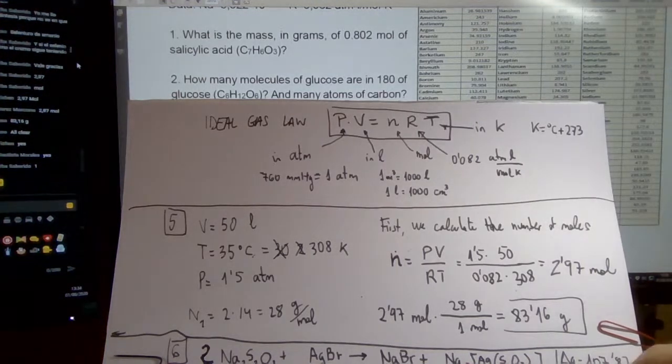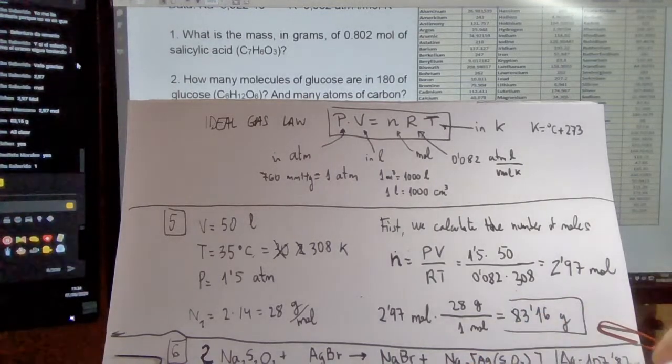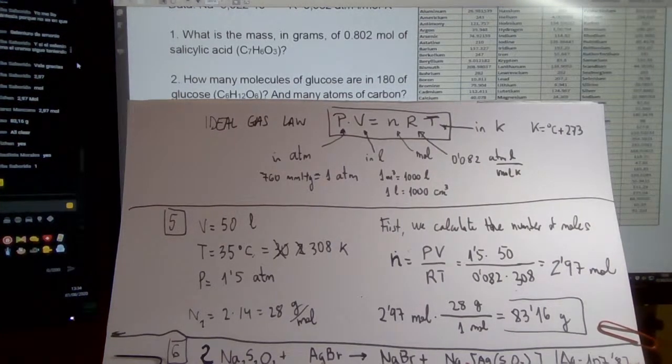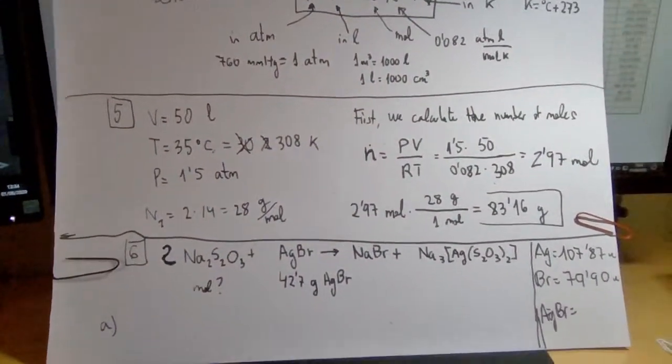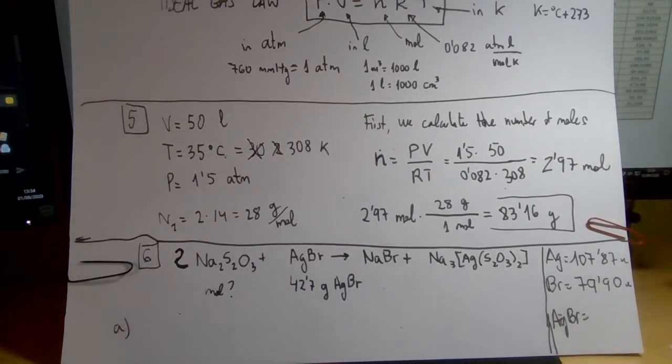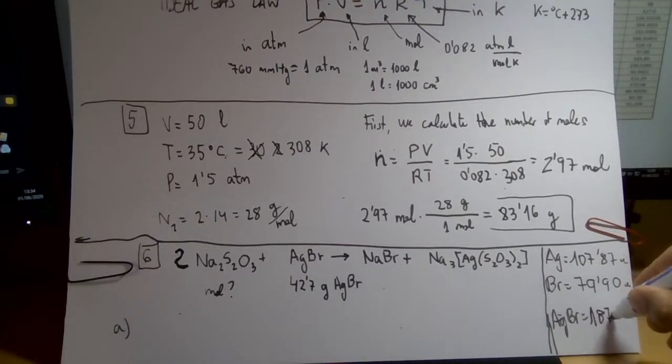Now we know that 1 mole of silver bromide weighs, we do the addition, 107.97 plus 79.9 equal to 187.8 grams per mole.